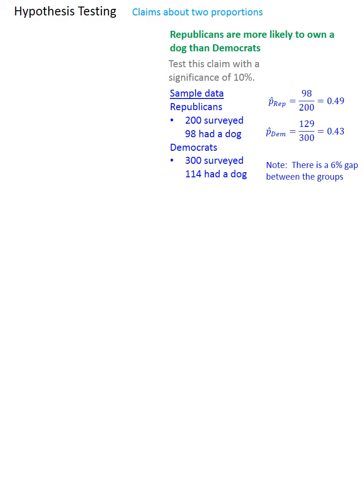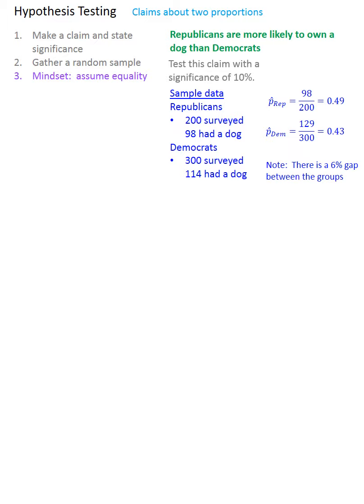So it's worth noting now, and it'll be important later in this problem, that there's a 6% gap between these groups. Now, the question we have to answer is: is that 6% gap statistically significant enough to accept the claim that Republicans are more likely to own a dog than Democrats?